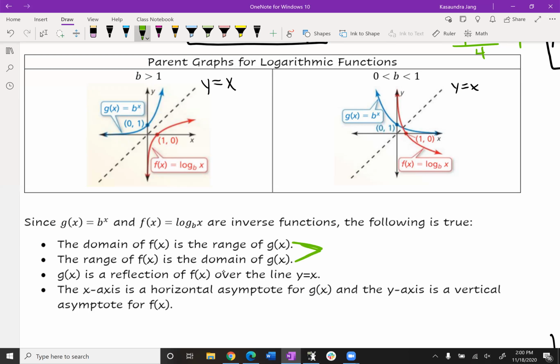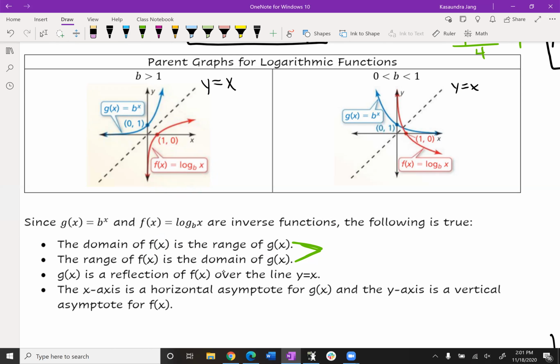The domain of your f of x function, like the logarithm, is the range of the g of x function, like your exponential. It's like you swapped your domain and range. So both of those are true: the range of your f of x is the domain of the g of x. Again, you swapped your domain and range.